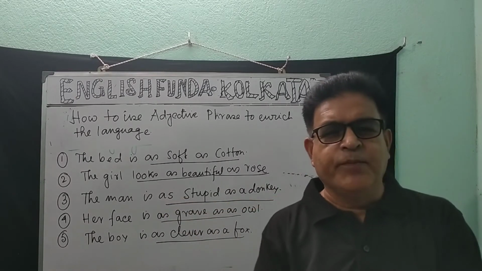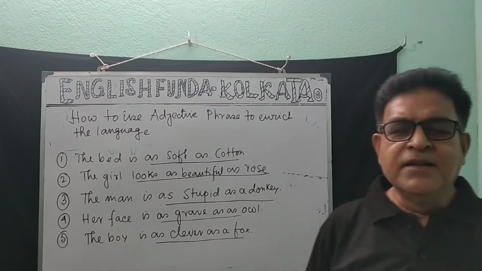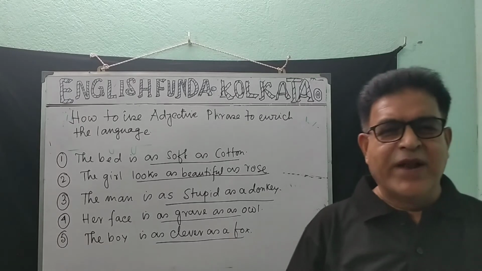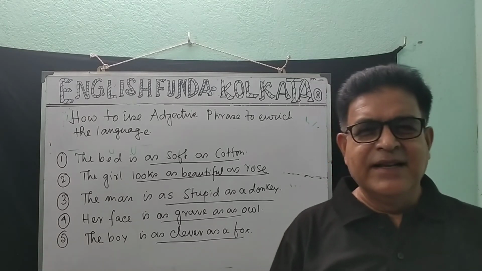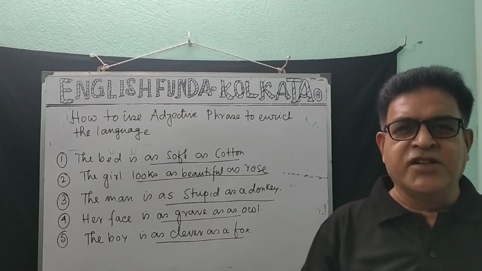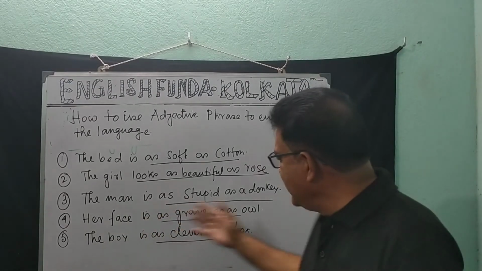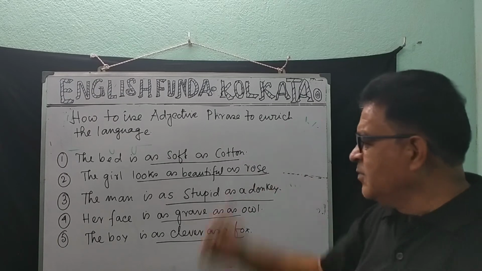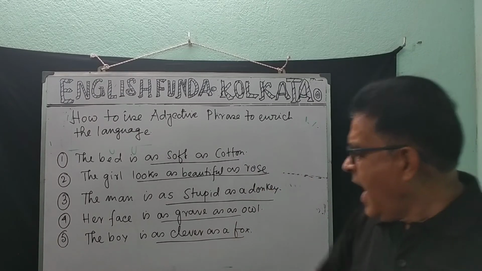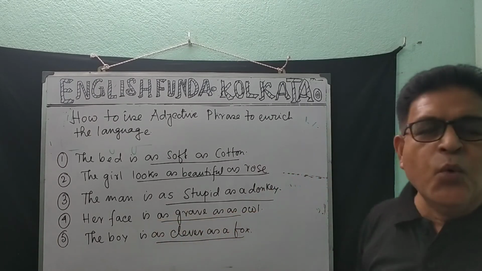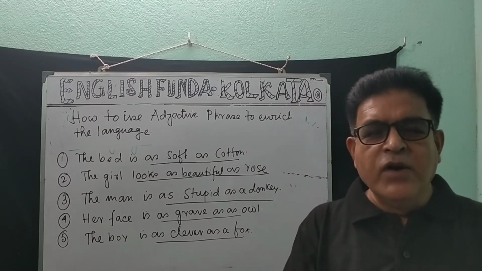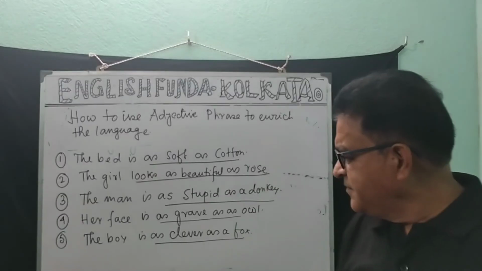Donkey is a very stupid animal. গাধা হচ্ছে বোকা প্রাণী. When some student or someone is very foolish, he is called a donkey. The man is as stupid as a donkey. লোকটা গাধার মতো বোকা. Her face is as grave as an owl. তার মুখটা গোমড়া দেখাচ্ছে আউলের মতো অর্থাৎ পেঁচার মতো.